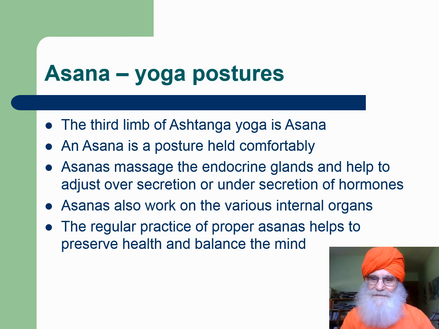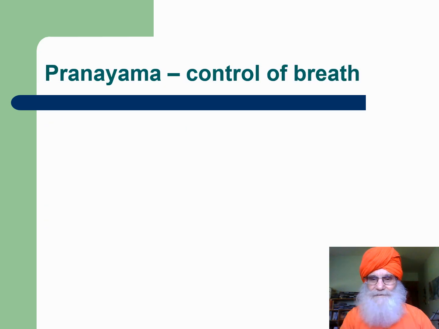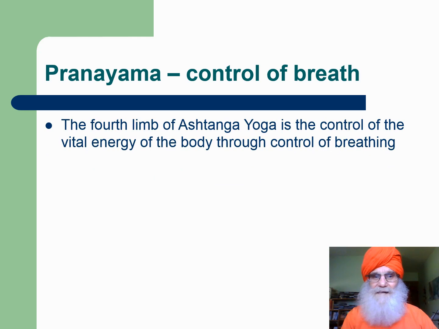Okay, I think we're going to go on to the next step. So the next step is a very interesting one. This is the fourth limb of yoga, and this is called Pranayama. And Pranayama means, Yama you've heard before, it means control of prana. What is prana? Control of the vital energy. And this comes through the control of breathing.